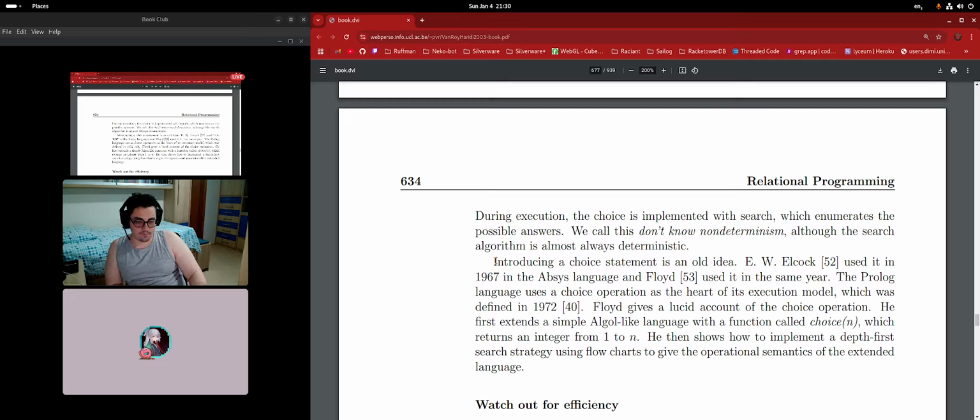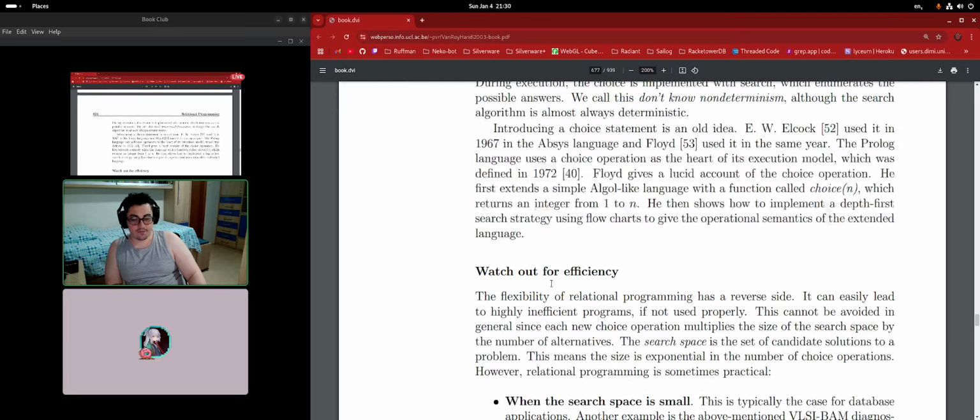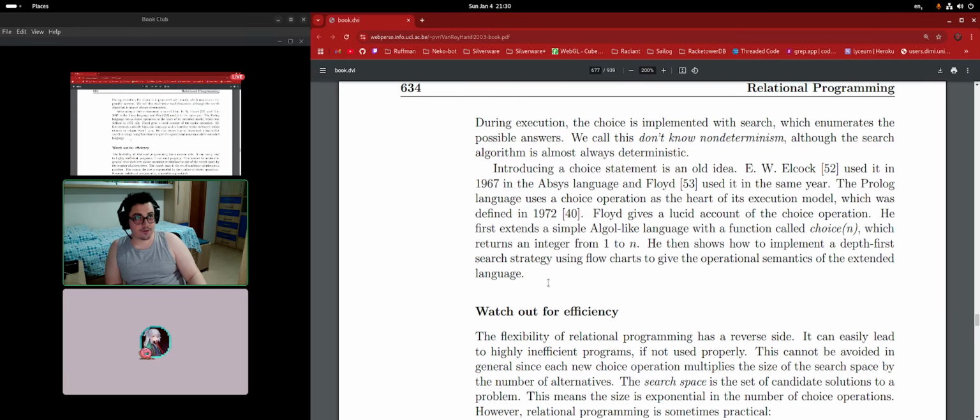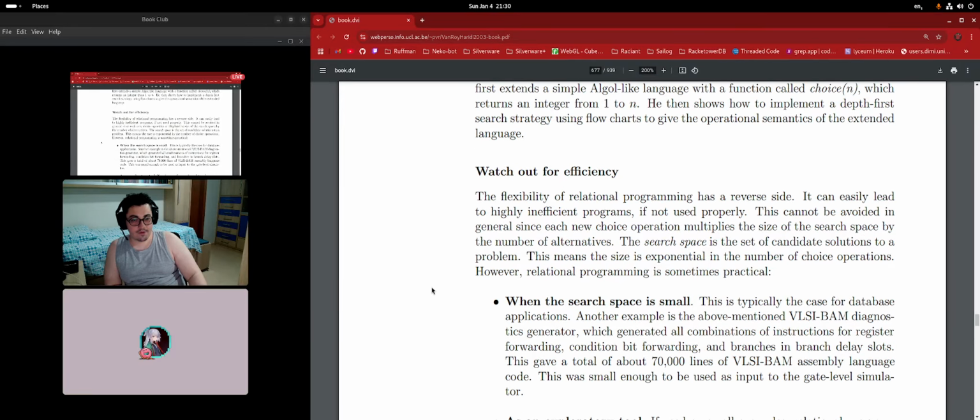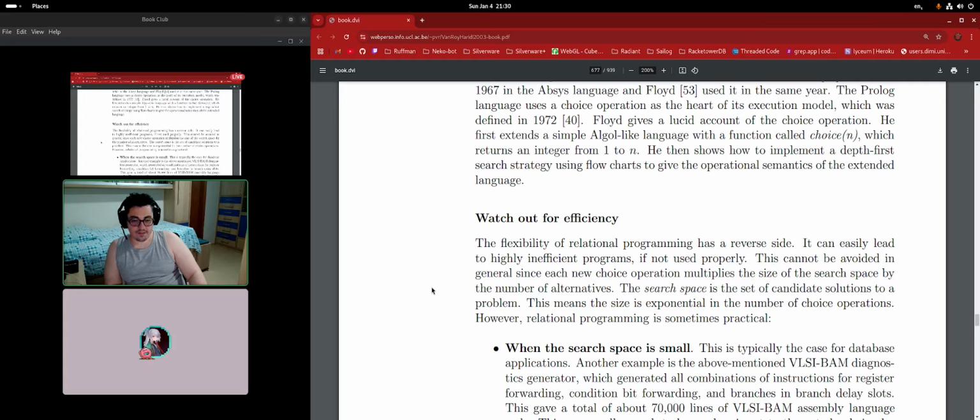And this is a very old idea, apparently. So we are late to the party or something. Standing on the shoulders of giants. Standing on the shoulders of giants, exactly.